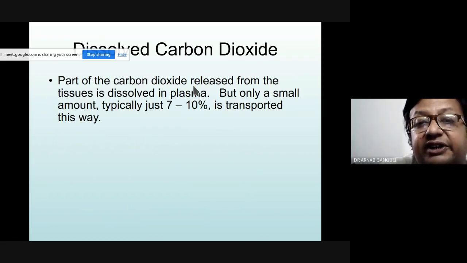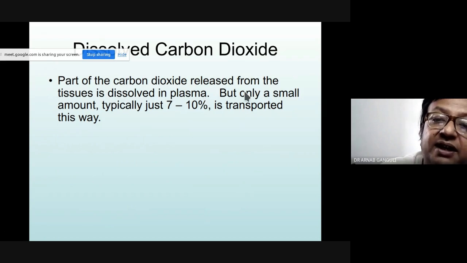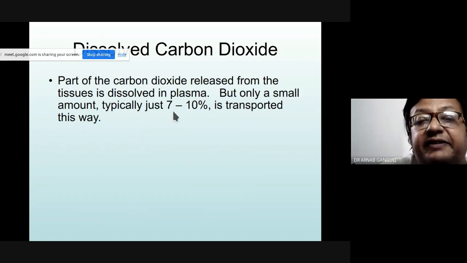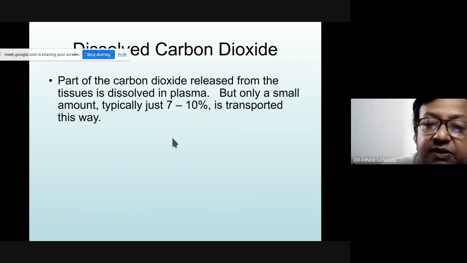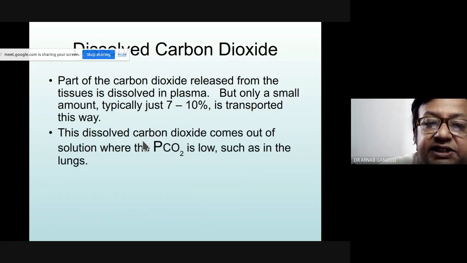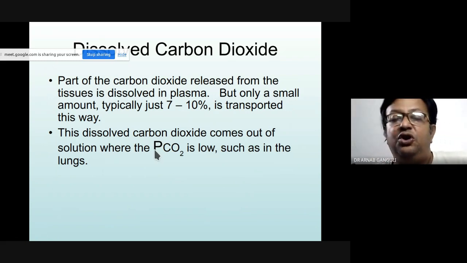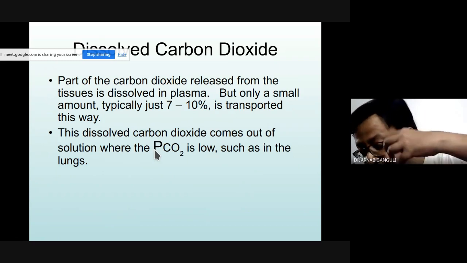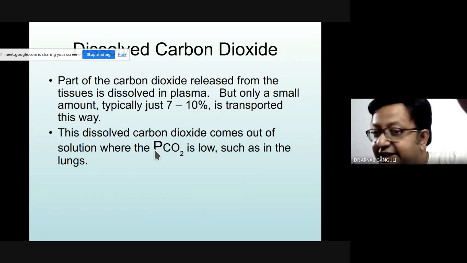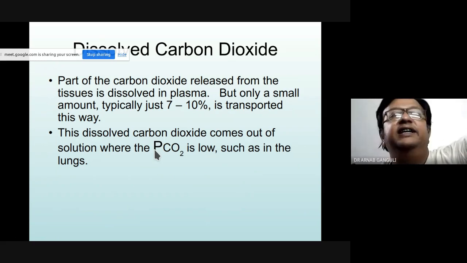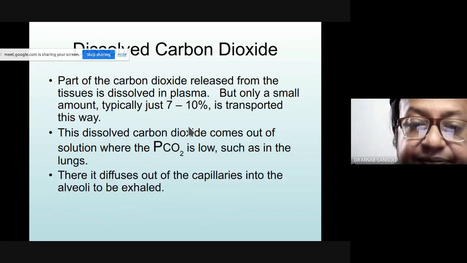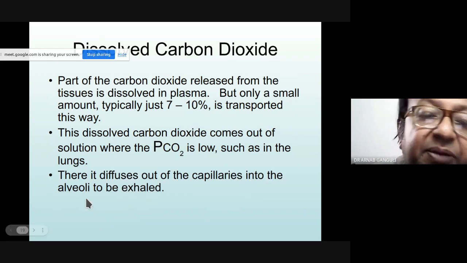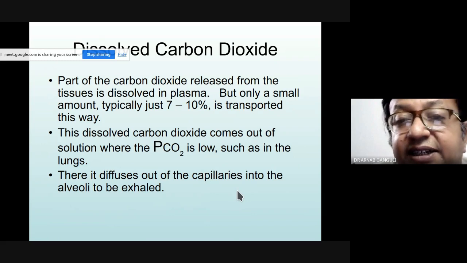So, dissolved carbon dioxide. Part of the carbon dioxide released from the tissues is dissolved in plasma, but only a small amount, typically 7 to 10%, is transported dissolved in plasma. This dissolved carbon dioxide comes out of solution where the pCO2 is low, such as in the lungs. So when this blood comes near the lungs, their pCO2 is low. So the high concentration of CO2 dissolved in the plasma is released into the lungs, and then the lungs release it out. There it diffuses out of the capillaries into the alveoli to be exhaled. It's the opposite, right?